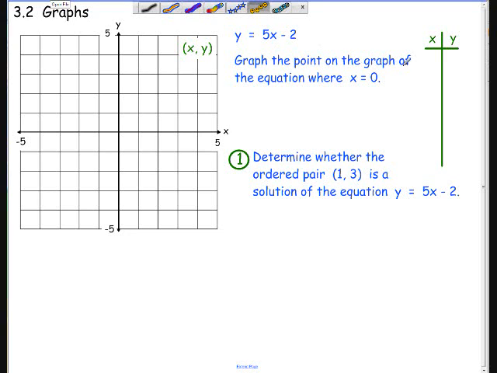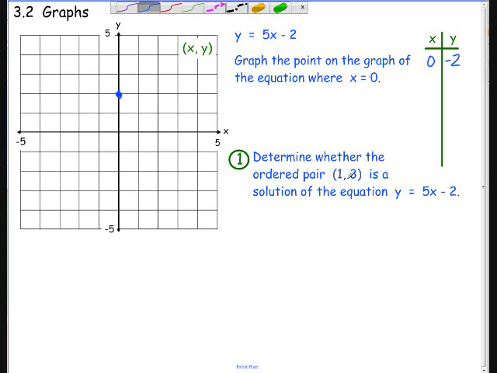Graph the point on the graph of the equation where x is equal to 0. All right, where is x equal to 0? So if I put a 0 in here, I'll have 5 times 0, which is 0, and negative 2. So I've got 0, and my y is negative 2. So this is the point we're talking about.